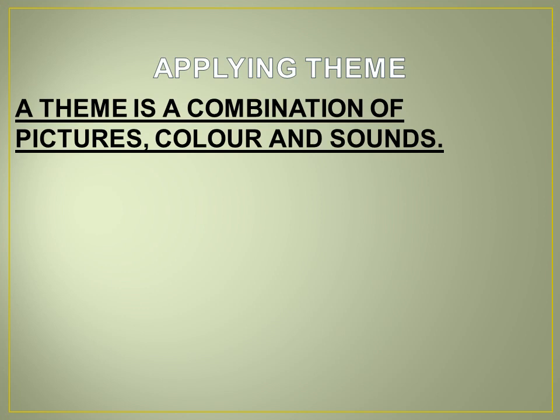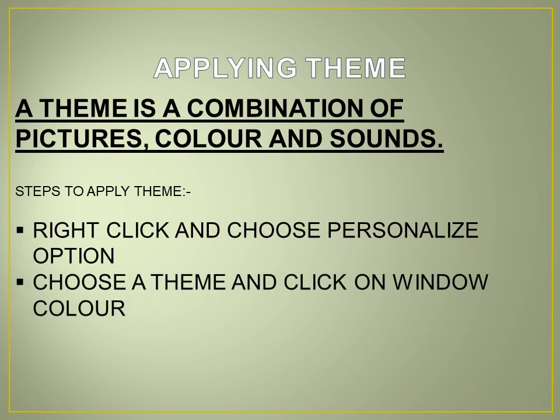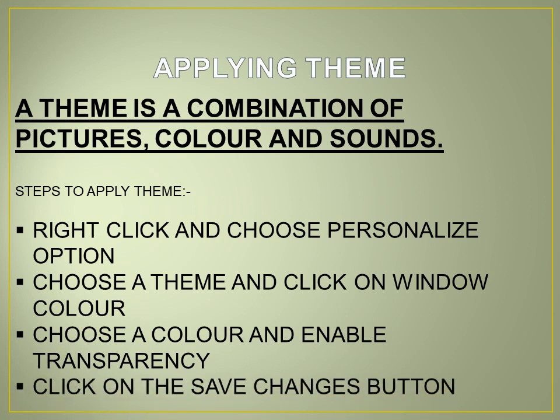Now what is the step that you will have to follow to apply theme? Let us learn the steps. First you will right click and choose personalize option. Then you will choose a theme and click on window color. Then again you will choose a color and enable transparency. And after that you will click on the Save Changes button. That will do.